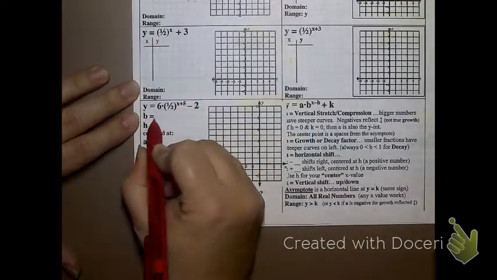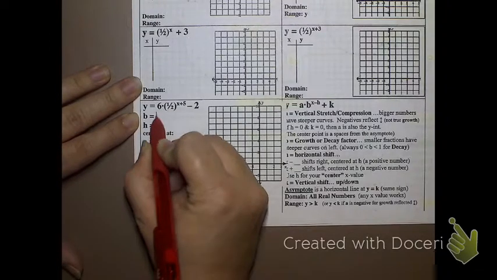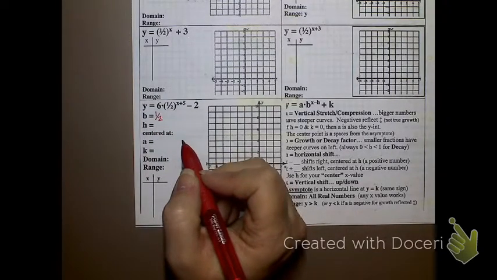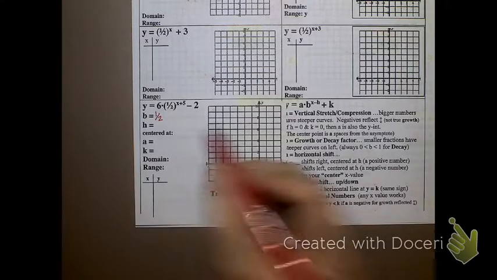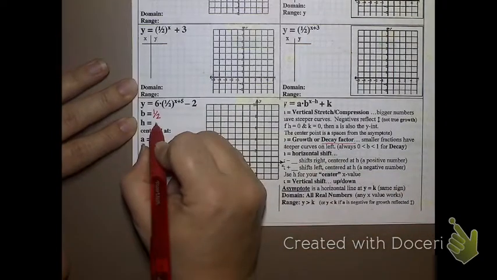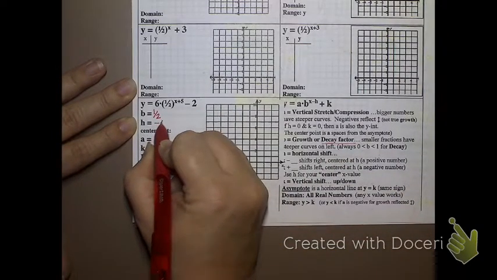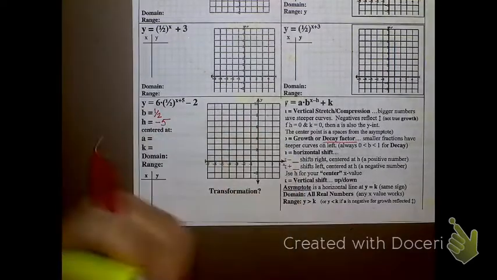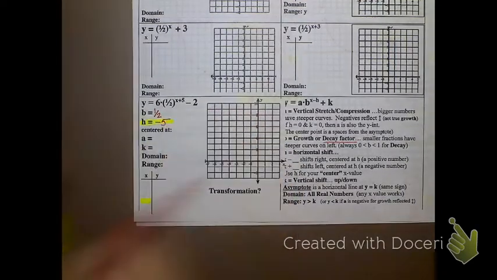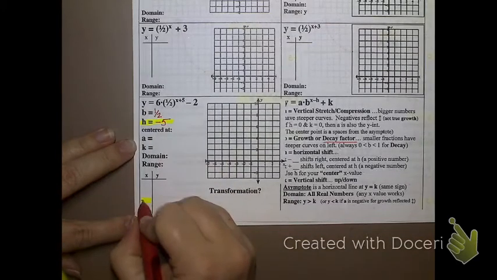All right, so what's my b value? 1/2. By the way, b is known as your multiplier. Yesterday it was also known as your growth factor. Today it wouldn't be a growth factor, it would be a decay factor. No brainer. What's your h value? Negative 5. That's going to tell me what? Nope, that tells me where my center is, so that's going to go here.